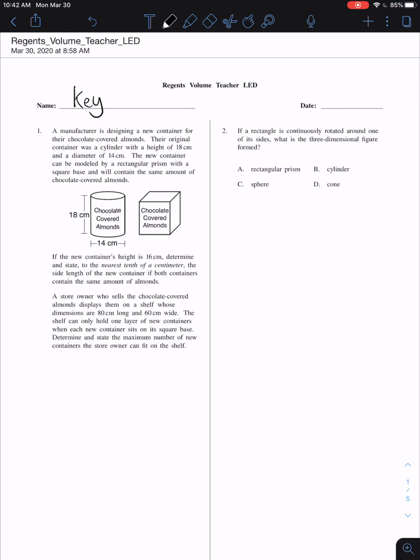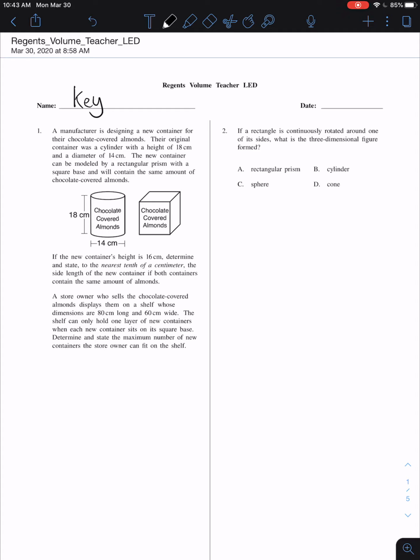So question number 1: a manufacturer is designing a new container for their chocolate-covered almonds. Their original container was a cylinder with a height of 18 centimeters and a diameter of 14 centimeters. The new container will be modeled by a rectangular prism with a square base and will contain the same amount of chocolate-covered almonds. If the new container's height is 16 centimeters, determine and state to the nearest tenth of a centimeter the side length of the new container if both containers contain the same amount of almonds.